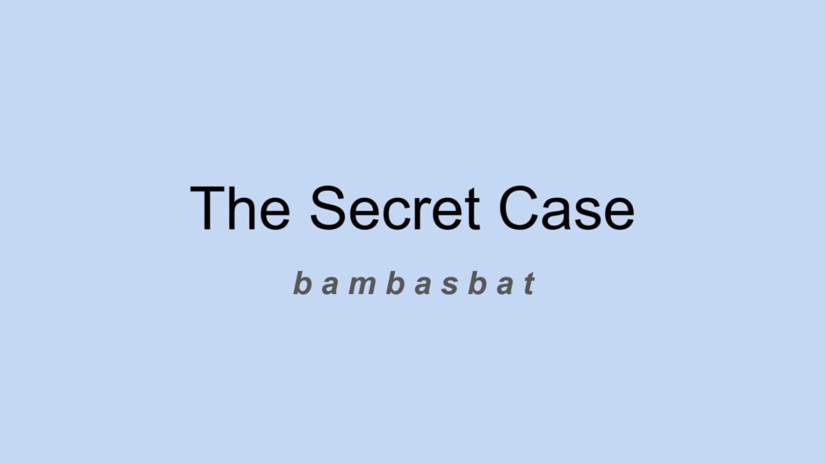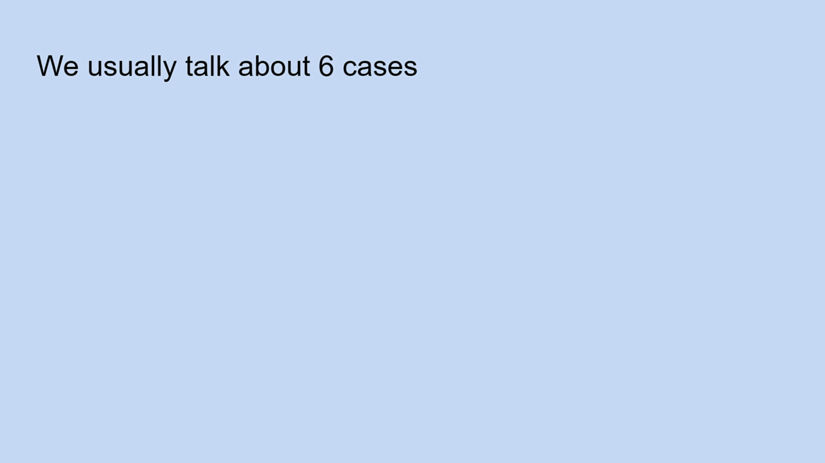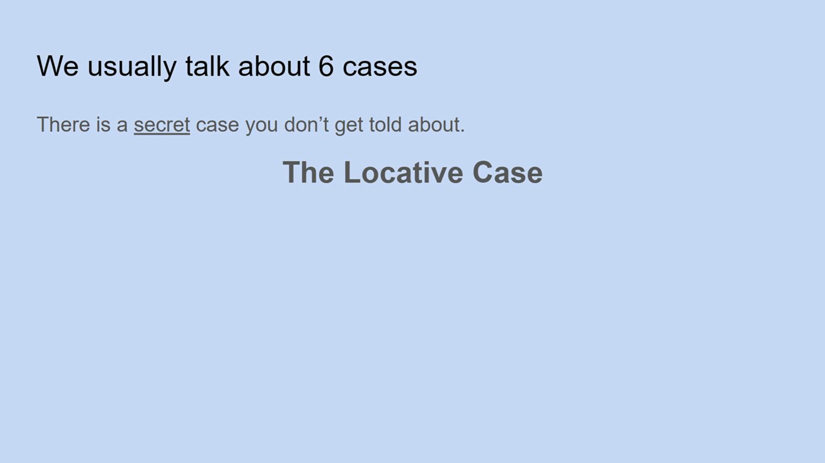Latin is full of secrets, and the case system is no different. Today, we're going to delve into the secret case of Latin. And we usually talk about 6 cases of nouns: nominative, vocative, accusative, genitive, dative, and ablative. But there is a secret case that you don't get told about: the locative case.